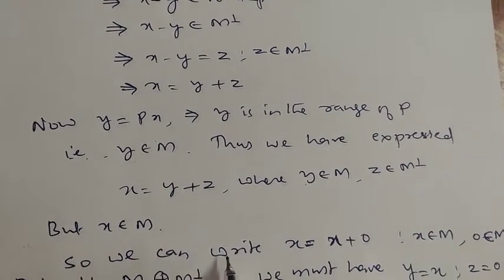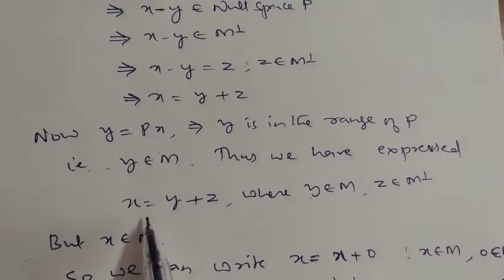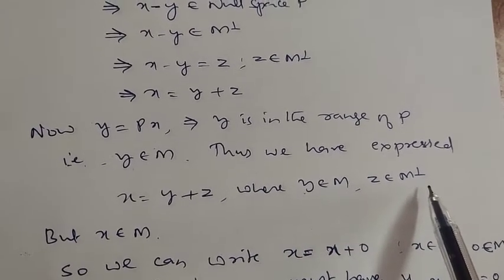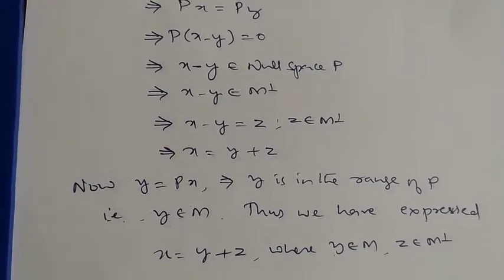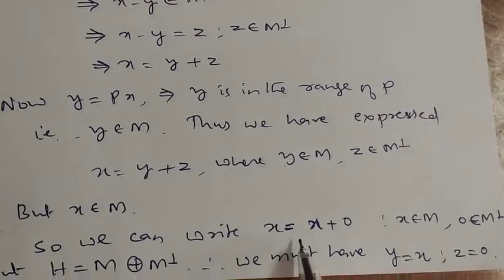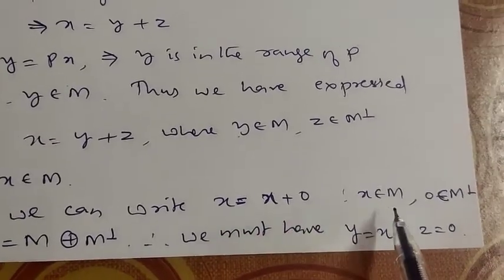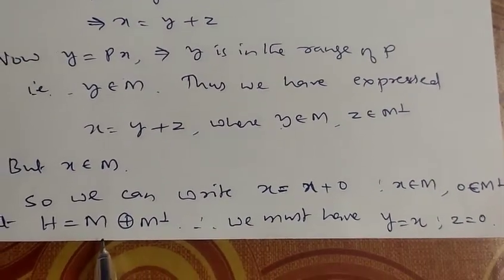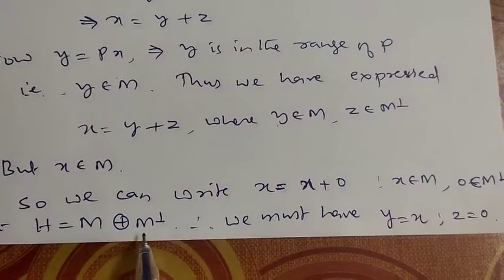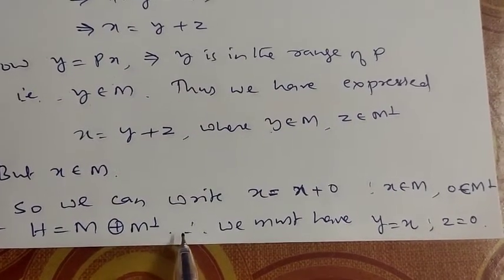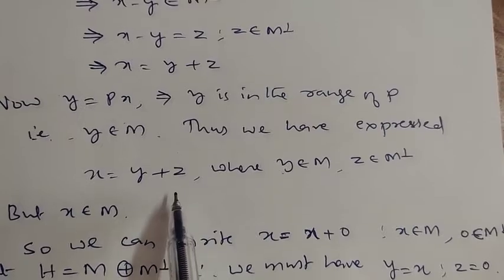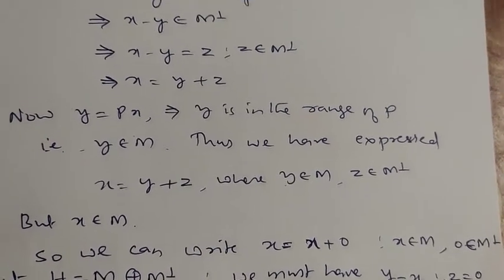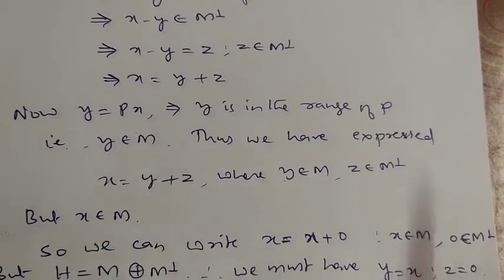Look here, X can be written as Y plus Z, where Y belongs to M, Z belongs to M perp. But X belongs to M. Therefore, X can be written as X is equal to X plus 0, where X belongs to M and 0 belongs to M perp. But H is the direct sum of M and M perp. Therefore we must have Y equal to X and Z equal to 0.